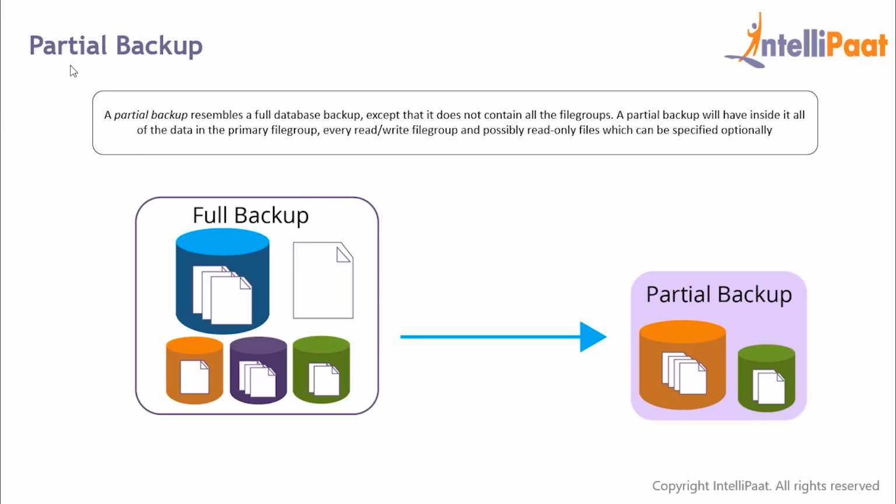Then we have partial backup. So partial backups allow us to backup only a subset of the data files. These partial backups will make a backup copy of the primary file group and all read-write file groups. And by default, they will omit any file groups designated as read-only. This means that partial backups are only relevant for databases that contain read-only file groups. Otherwise, a partial backup will capture exactly the same data and objects as an equivalent full database backup.